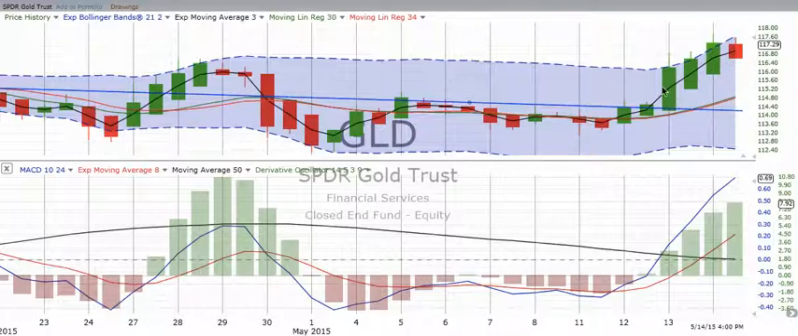But here's where gold is. Gold is officially in an uptrend on both the 4-hour and the 2-day chart.